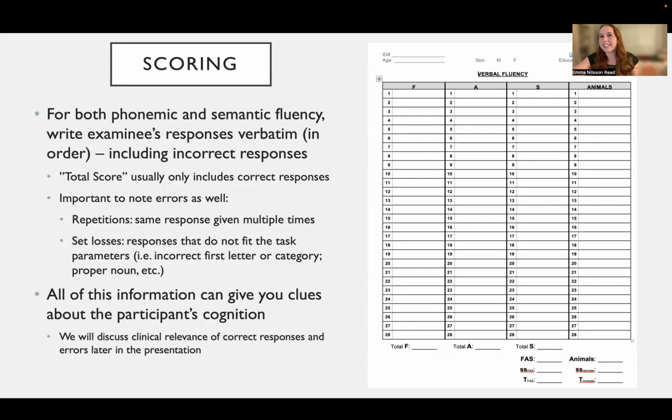And this is just one example of what a verbal fluency scoring sheet might look like. You have your letters up here, you can write all of them down, write all the responses, and then you have a category and you can write all the responses.